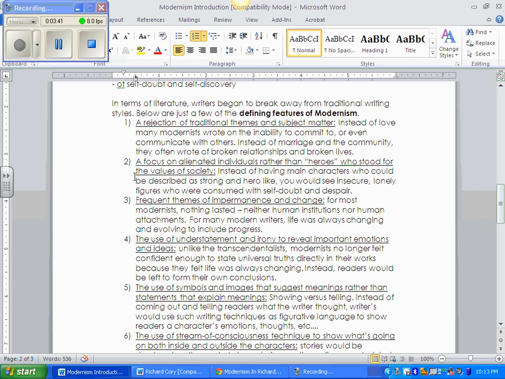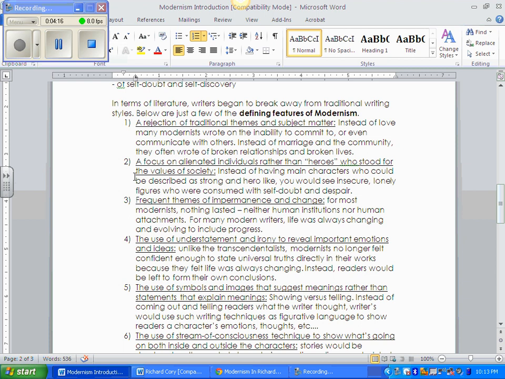Number three, frequent themes of impermanence and change. If something is impermanent, it's the opposite of permanent, meaning it's constantly changing. So going along with number one, you rejected the traditional theme. Instead, the modernist writers would focus on themes that had to do with how things are constantly changing, so nothing is permanent. The basic definition that I wanted you to get from that one was that for most modernists, nothing lasted. Neither human institutions nor human attachments.